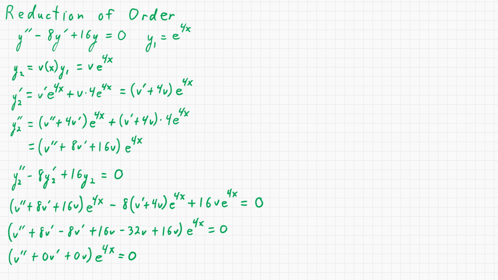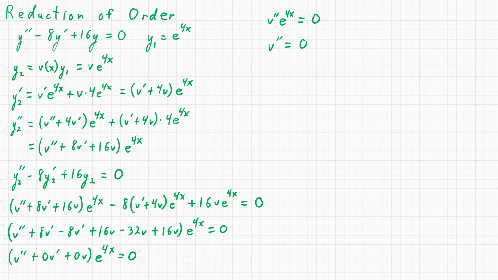So the new differential equation I have to solve, which is hardly a differential equation anymore, is v double prime times e to the 4x equals 0. And then the next thing is e to the 4x, no matter what x is, can never be 0. So that means that v double prime has to equal 0.